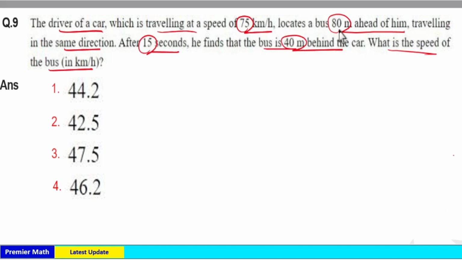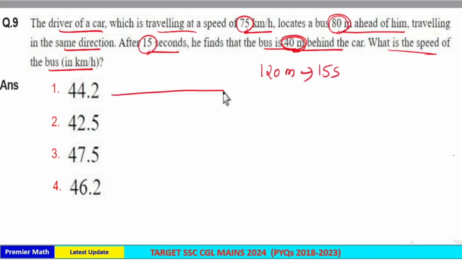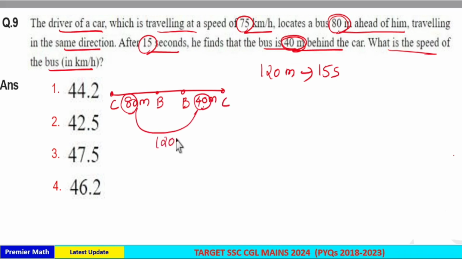Here, initially the bus is 80 meter ahead of the car and finally the bus is 40 meter behind the car. Which means here extra distance covered by car is equal to 40 plus 80, 120 meter. And this 120 meter is covered in 15 seconds. That is, if you have doubt, here this is car. Initially the car is 80 meter behind the bus and finally the bus is 40 meter behind the car. Which means here extra distance covered by car is equal to 80 plus 40, 120 meter, and which is covered in 15 seconds.